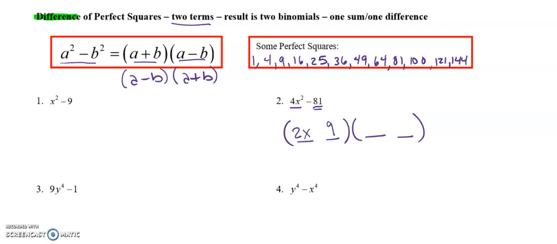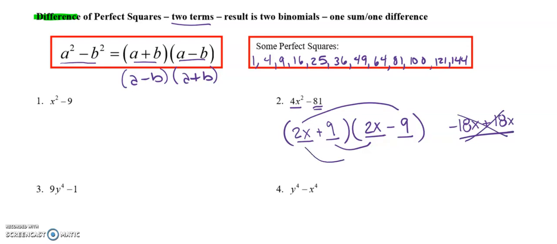The square root of 81 is 9. So I'll need a 2x and a 9 here as well. One is addition, one is subtraction. Those signs being opposite result in your middle terms, negative 18x plus an 18x, dropping out. They cancel, so then you're really just left with the first terms, x squared, and the last terms, minus 81. So there's your double check that you do indeed get what you started with.